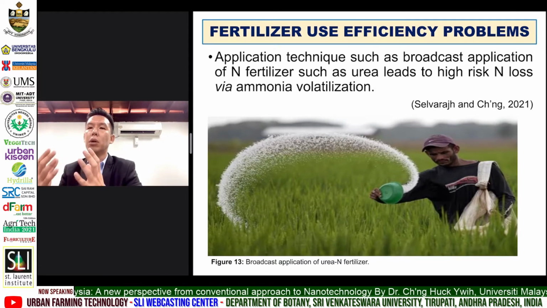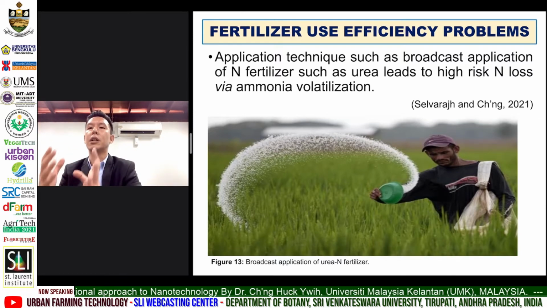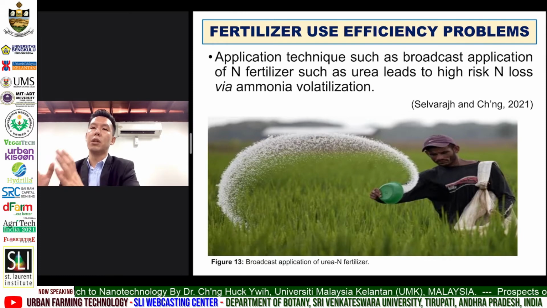So once the bloom of the algae happens, it will inhibit the penetration of the sunlight and oxygen into the water bodies, and thus affect the aquatic organisms in the water.